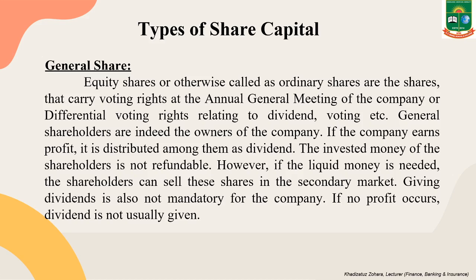However, if liquid money is needed, the shareholders can sell these shares in the secondary market. And if the price in the secondary market is high, then common shareholders can earn more profit. But if the share price is low in the market, they can face a loss. Giving dividend is also not mandatory for the company. If no profit occurs, dividend is not usually given, but if there is more profit, common shareholders benefit by getting more profit.